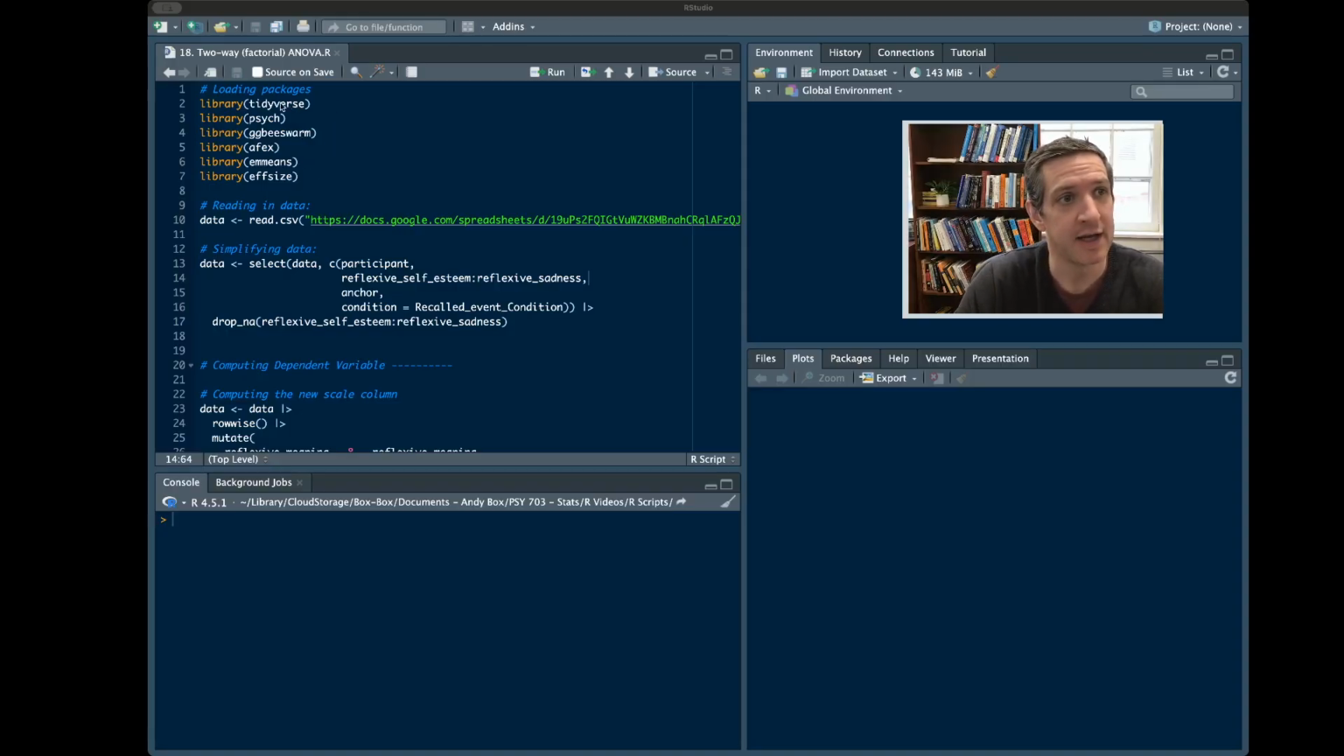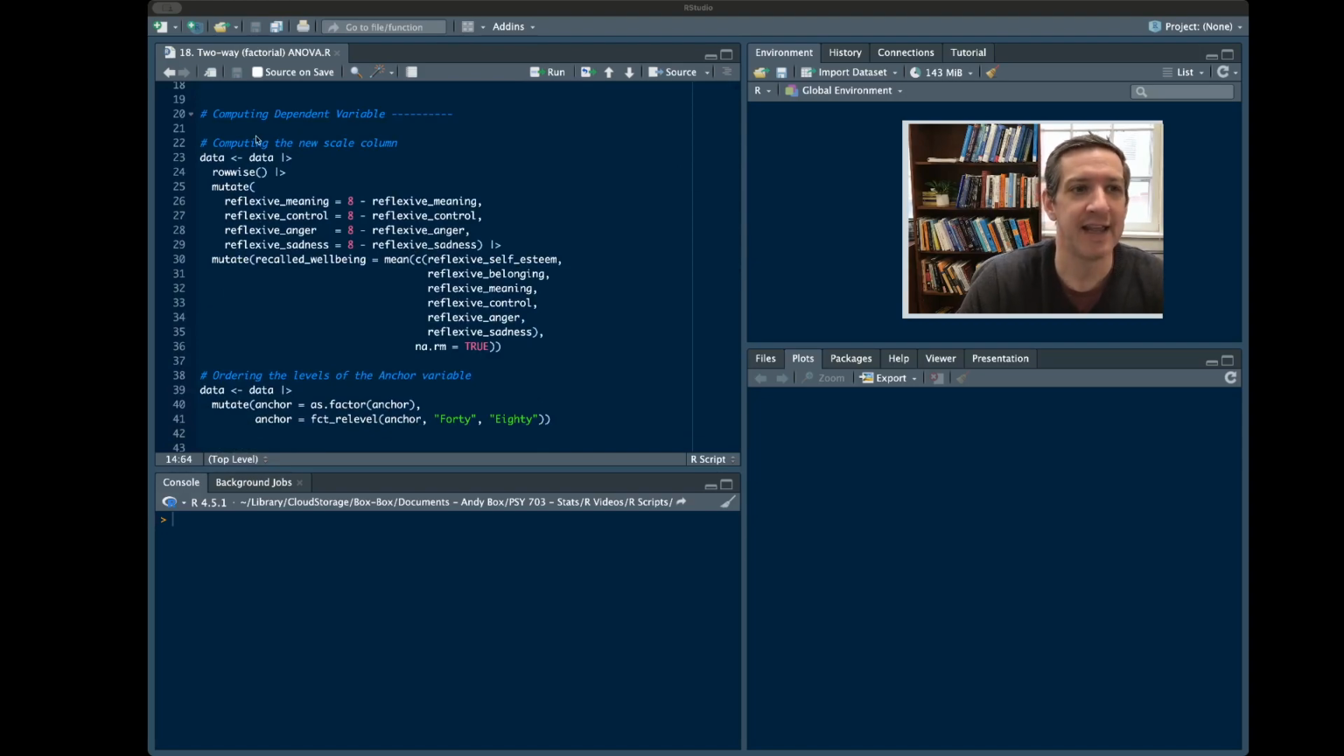to be working with. As always, we're going to load the packages we need to work with. Today it's quite a lot. And then read in the data file, and then here we're just selecting the columns and doing a little bit of tidying. And then here, building off of the example we did earlier for a one-way ANOVA, this is just reverse scoring the necessary columns and computing them into a single index of what's going to be our dependent variable today, a variable called recalled well-being.